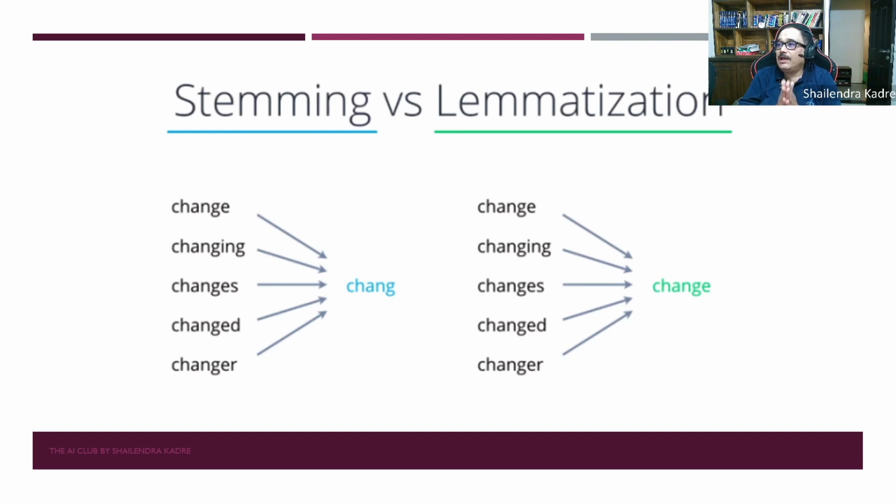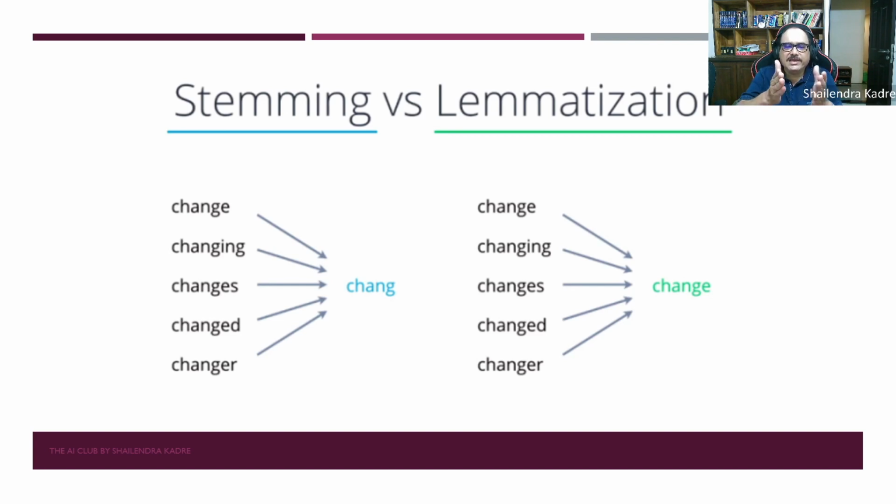But sometimes you see that it is very simple analysis. I am just removing the suffix ing, es, ed, er, like that I am removing. So very simple. It will take lesser time for computer to process it, to convert from all these forms of change to chang. Very less time. Just remove suffix and put whatever is remaining.